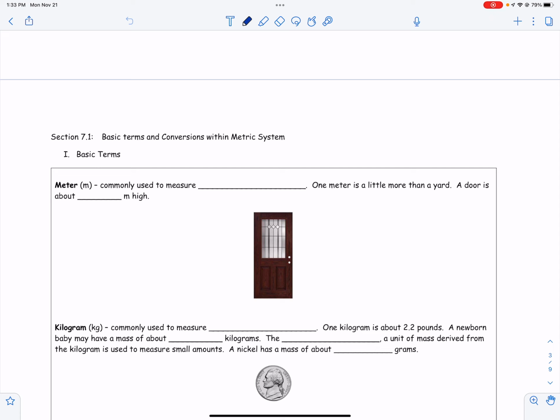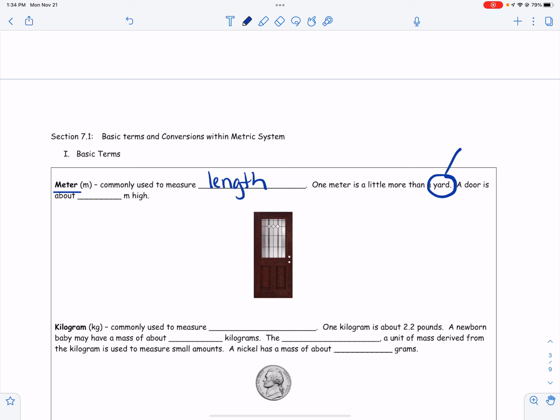So the very first thing that we're going to be talking about is the type of measurements. And so if we're using a meter, we are commonly using this to measure length. So I think of anything that is being measured in inches or feet or yards or miles, that's going to be measured with our metric version, and that's going to be a meter. And so 1 meter is a little more than a yard. And so just so you know, we're going to get to this later, but a yard is equal to 3 feet. So you can kind of get a visual inside your head of what a meter is going to represent. So a door is about 2 meters high, okay?